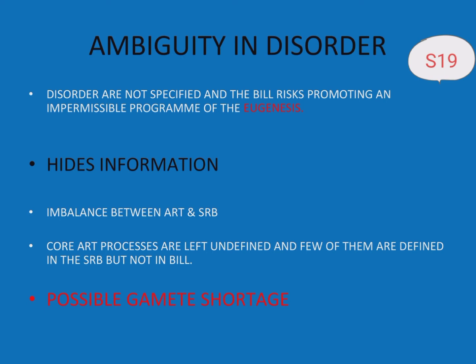Next is hiding the information. The ART child has no right to know the actual parent. There is an imbalance between ART and the SRB, the Surrogacy Regulation Bill. Duplicacy may occur, and the most important is the possibility of gamete shortage, because for every implantation the gamete has to go through genetic testing. For eugenics there will be a shortage. It means they have to go through the genetic test, so there may be a shortage of gametes.